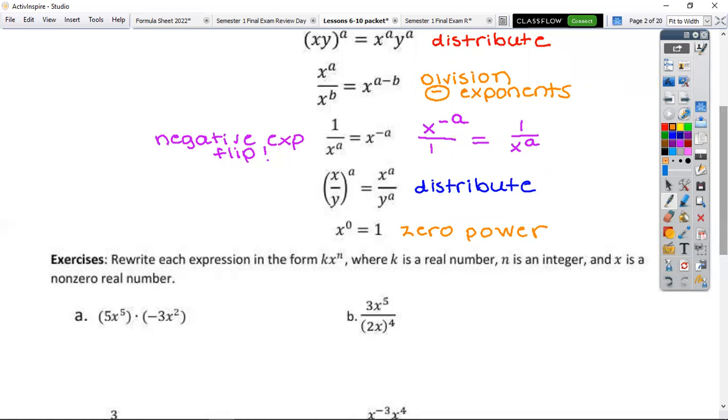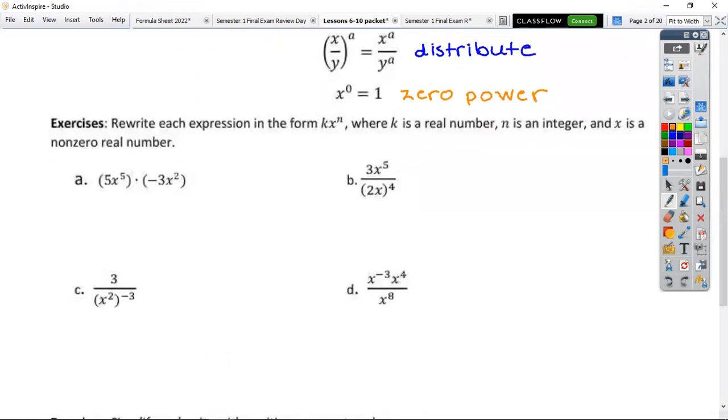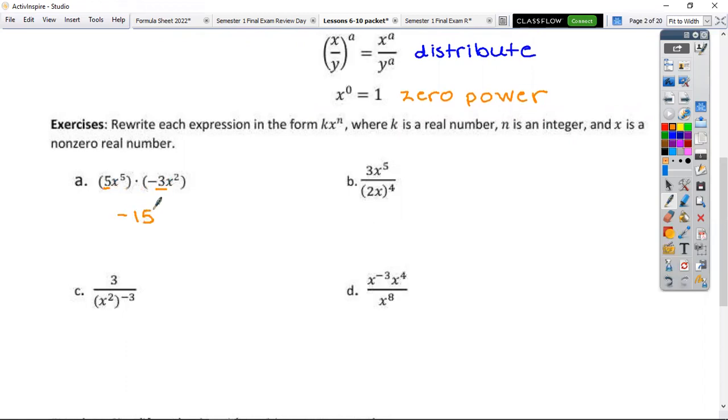Okay. So your first couple examples, you're going to work with these rules and you're going to rewrite each expression in the form k times x to the n. Your answers are going to look like this when you're all said and done. So just no fractions. So letter A, you're going to take these. You're going to take the constants in the front and just multiply them as you normally would. So this just gives me negative 15. And then you're going to take the x. And then what do you suppose we're going to do with those exponents for multiplication? Add them, good. So this is just raised to the 7th.